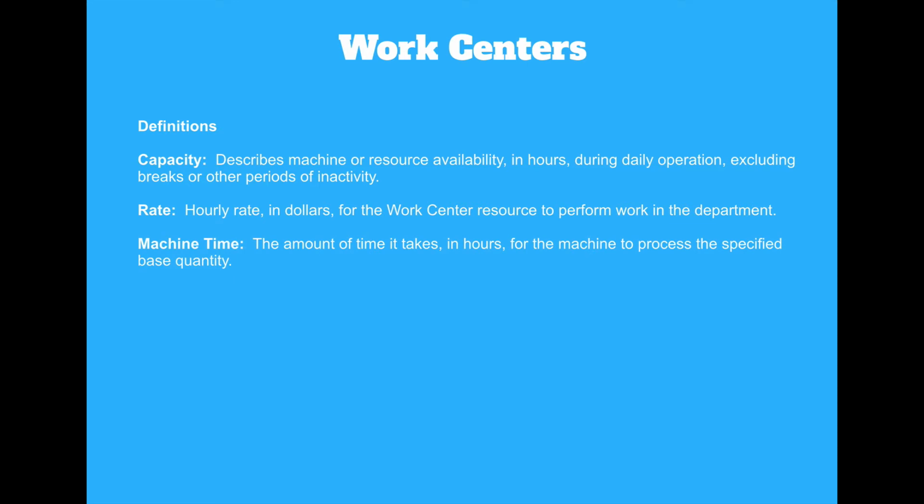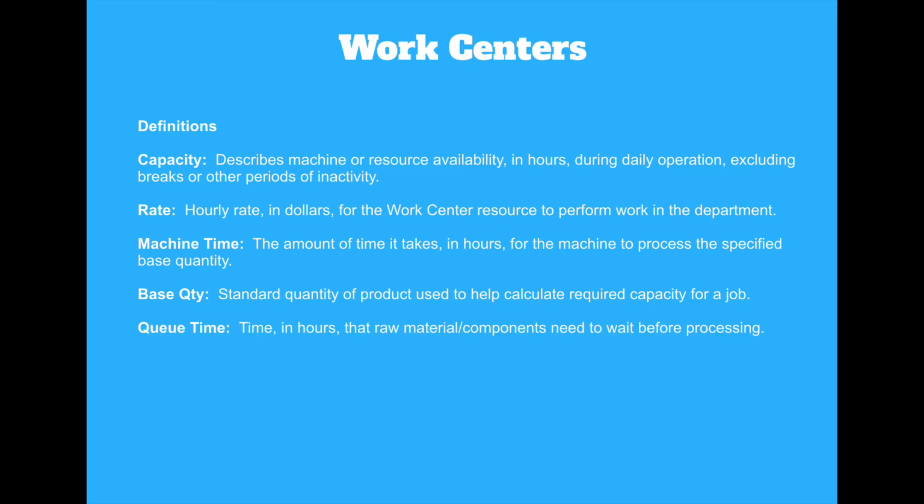Machine time is the amount of time it takes in hours for the machine to process the specified base quantity. The base quantity is the standard quantity of product used to help calculate required capacity for a job. The queue time is the amount of time that the raw materials or components need to wait before processing. The labor time is the amount of time that is required to perform the work in the work center.